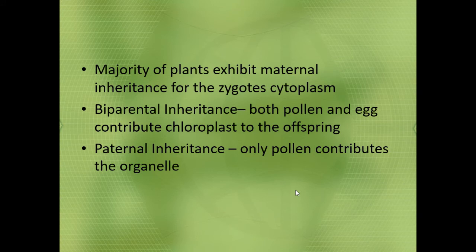The majority of plants do exhibit maternal inheritance for the zygote's cytoplasm. Biparental inheritance is when both pollen and egg contribute chloroplast to the offspring. Paternal inheritance only goes along with the pollen because that is the male portion of the flower, so the dad plant gets to control the pollen.